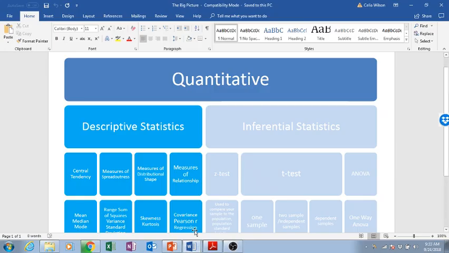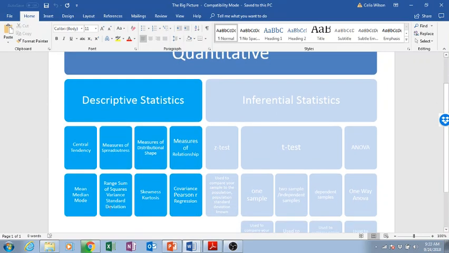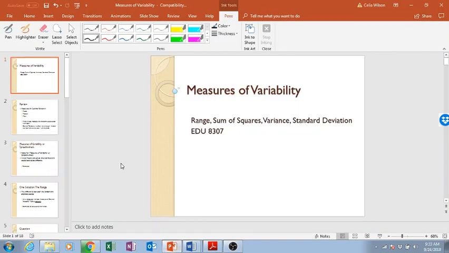Okay, we're going to continue our study of descriptive statistics by moving to a discussion of measures of spread outness. So you can tell from our big picture that we're going to talk about range, sum of squares, variance, and standard deviation. All right, so let's get started. I'm going to pull up the PowerPoint called Measures of Variability.